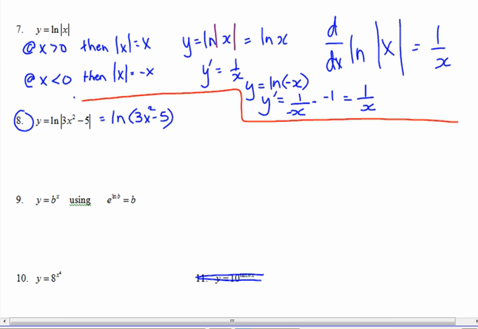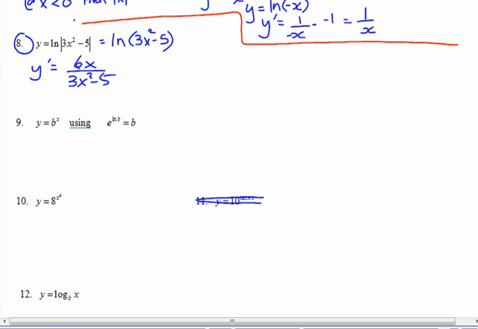Okay, so derivative of this guy, you should have had 1 over the inside times the derivative of the inside, which is actually 6x. So it's really actually that simple. Oh no, I got it right.